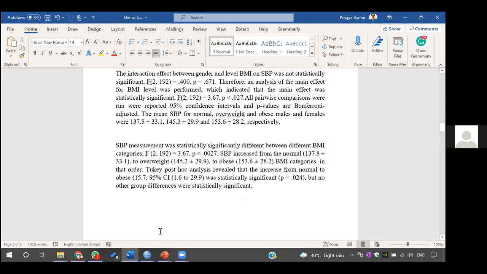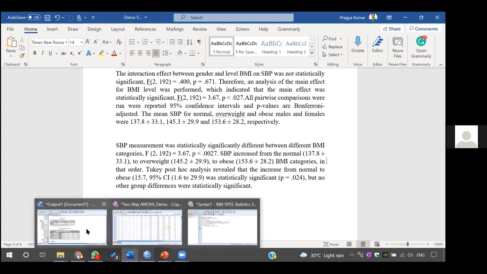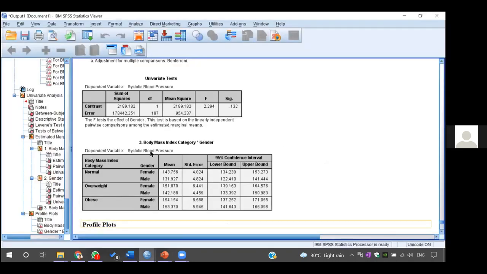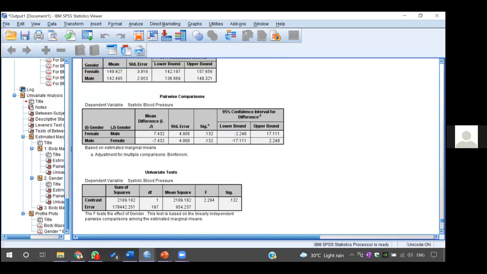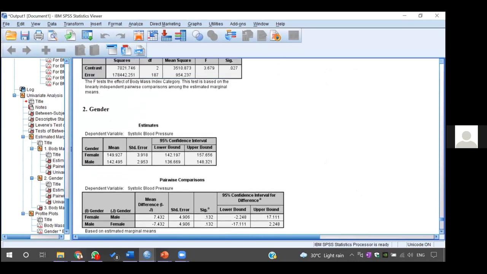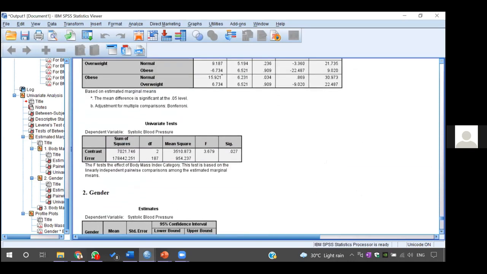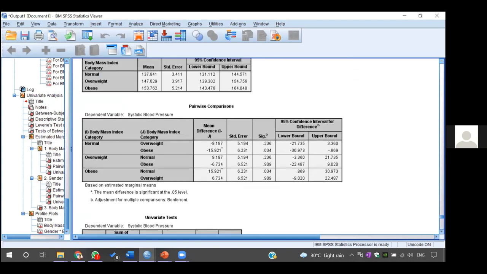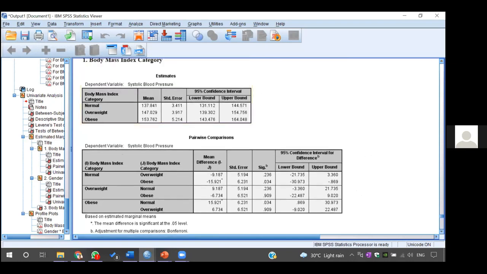So remember, we have to write the pairwise comparison of two tables here. Pairwise comparison of this, not this one, sorry, this you don't have to report because this is for the interaction. So you will come here and you will report this gender plane, and then you will report this pairwise comparison of the BMI category. Okay.